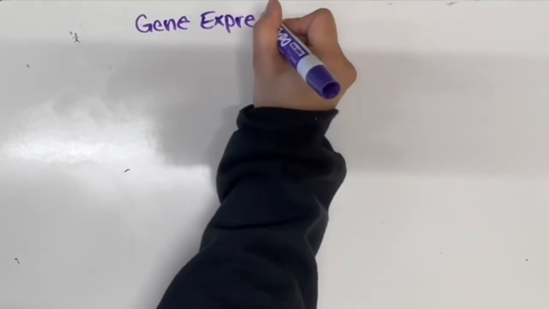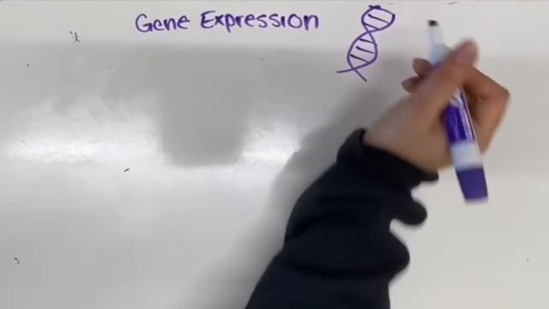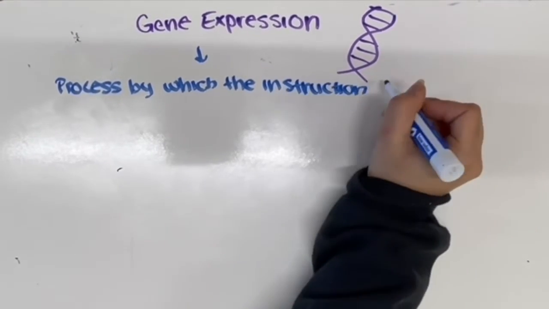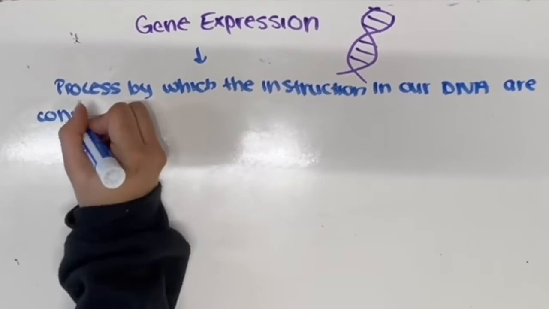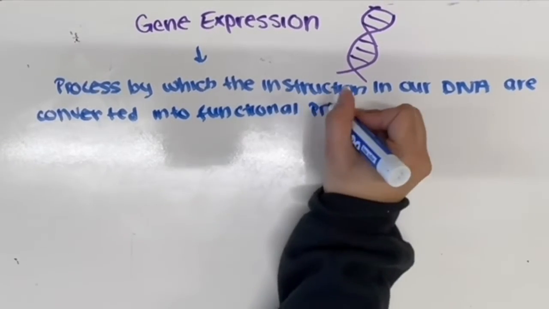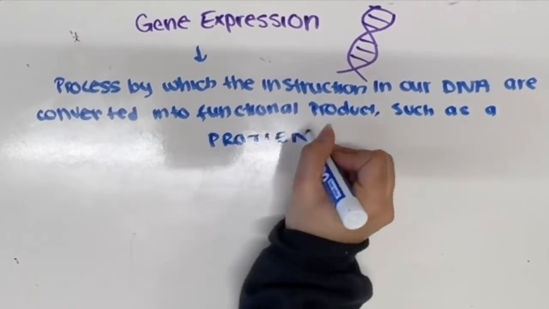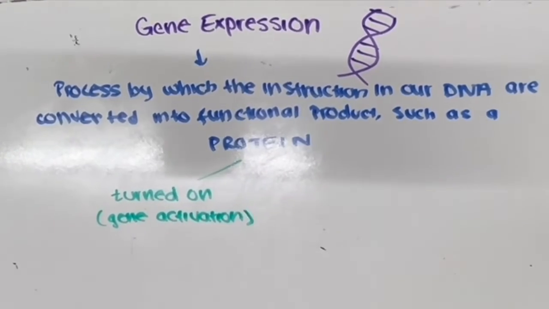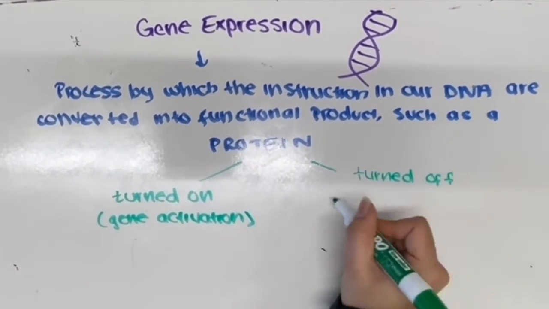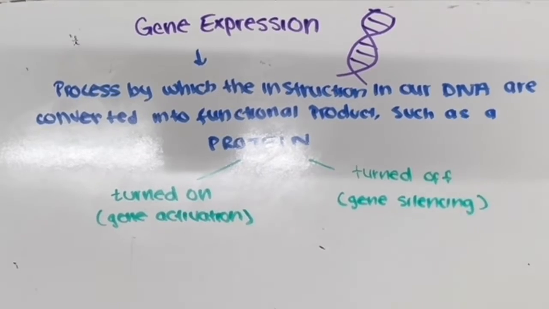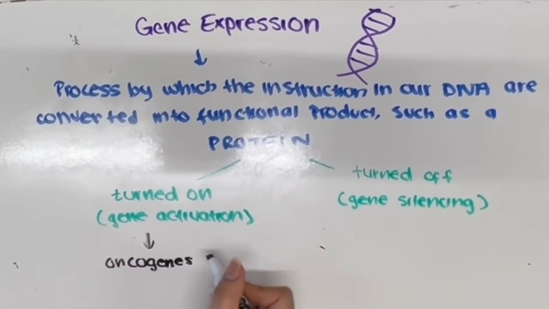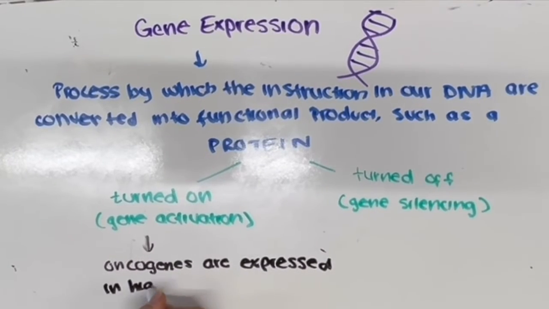Cancer can be described as a disease of altered gene expression. Gene expression is the process by which the instructions in our DNA are converted into a functional product, such as a protein. There are many proteins that are turned on or off, known as gene activation or gene silencing, that dramatically alter the overall activity of the cell. A gene that is not normally expressed in that cell may be switched on and expressed at high levels.